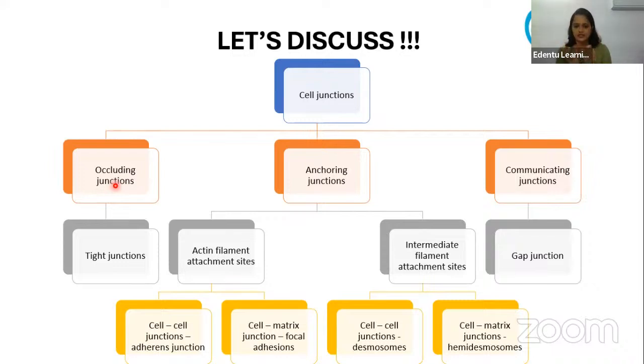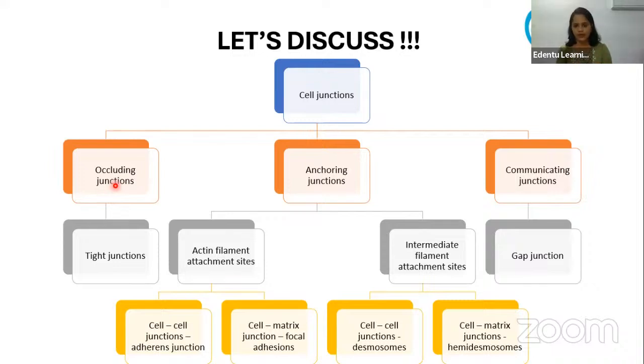Then there are anchoring junctions. In the anchoring junction, there will be two filaments: one is the actin filament, and the other one is the intermediate filament. Communicating junctions mean junctions to communicate between the two cells. There will be gaps in between also. In the actin filament attachment sites, you have the cell to cell junctions, which are called the adherens junction, and the cell to matrix junction.